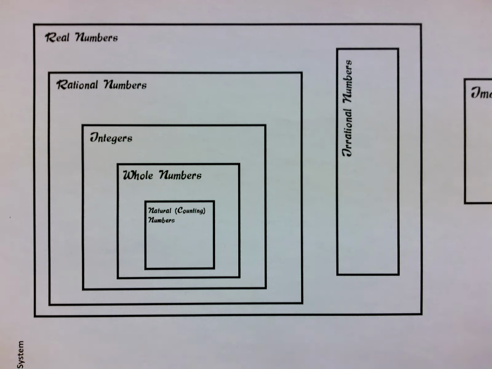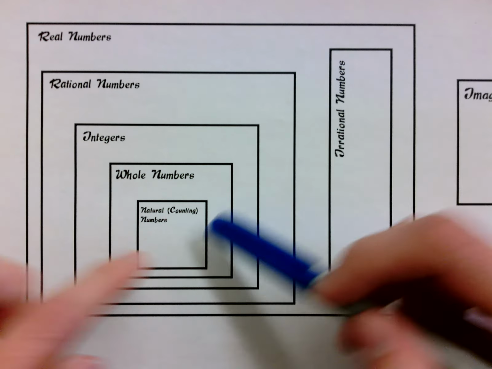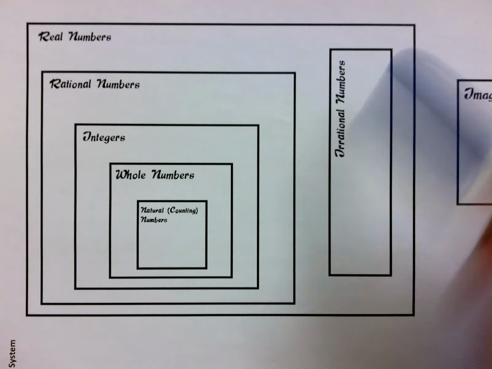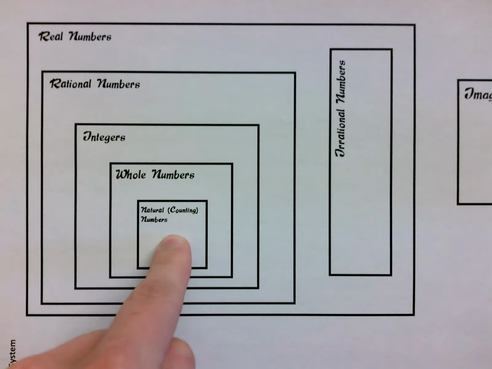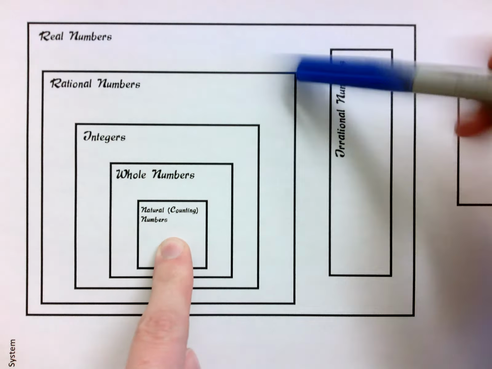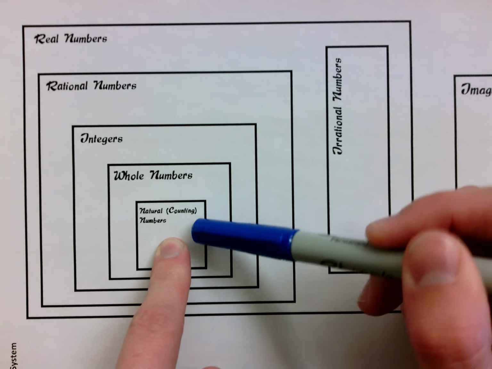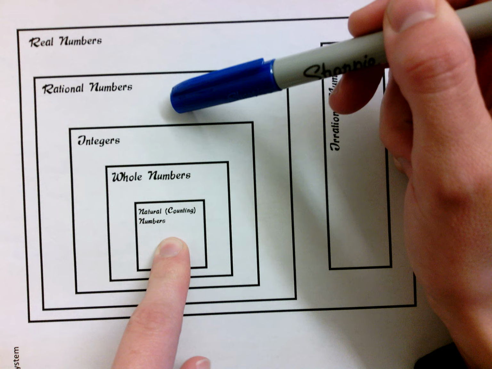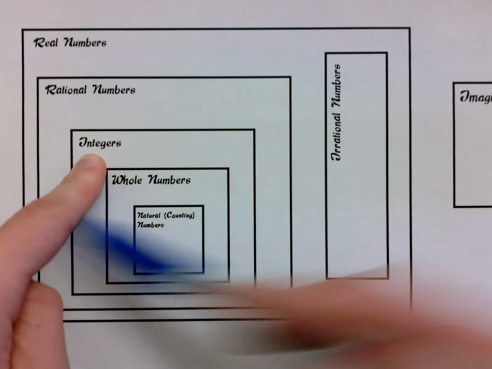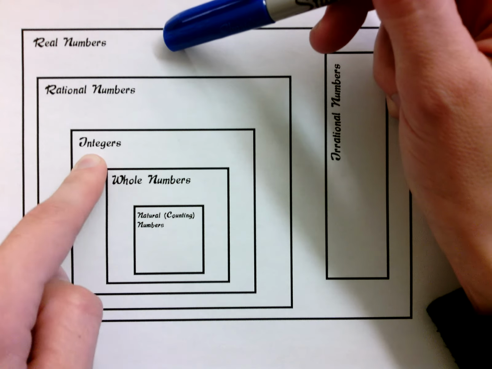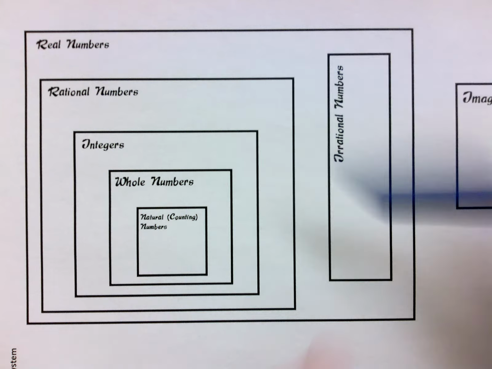Okay, now the first thing you're going to notice is that we've got this one box here, and it's kind of like those Russian nesting dolls, right? The way that this is set up is that any number that is in this box is also in, say, this box here. So anything that's a natural or counting number is also a rational number. Okay, similarly, anything that's in this box is also in this box. So anything that's an integer is also a real number. Okay, so they kind of stack like that.